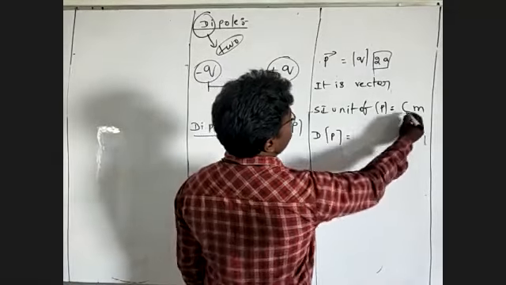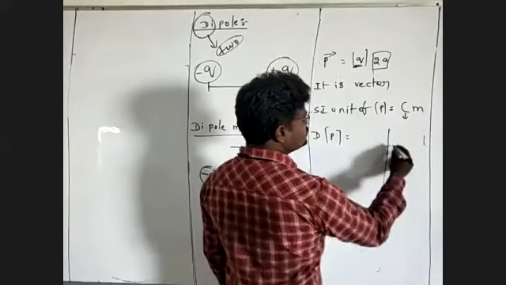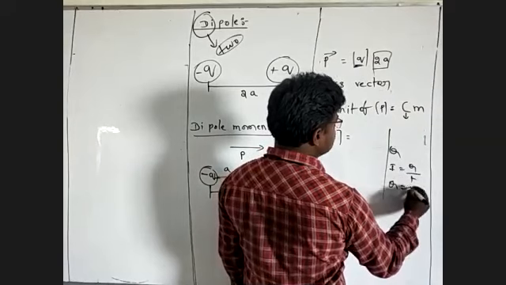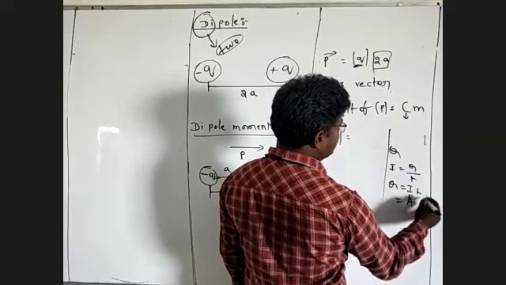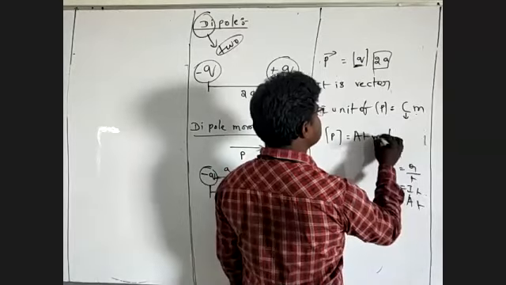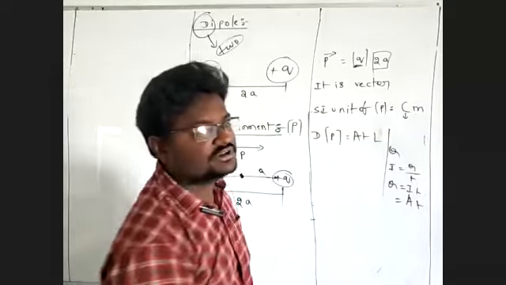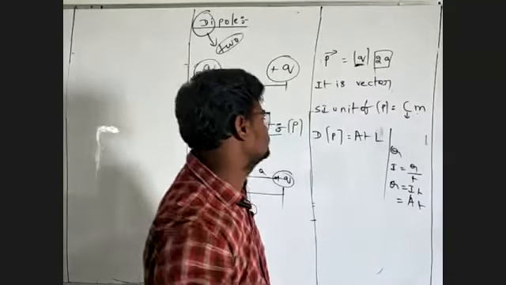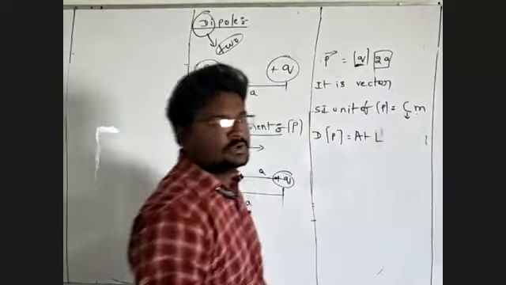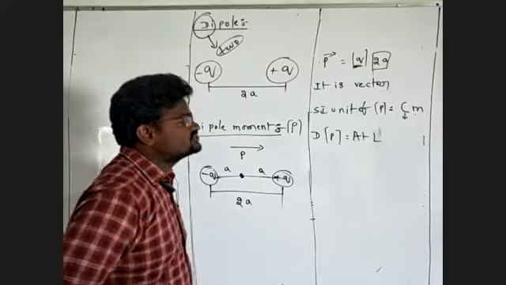For the dimensional formula: we know Q is equal to current into time, Q is equal to IT. I means A, T means T, so AT, into meter, which means length, L. That is the dimensional formula of dipole moment: ATL.